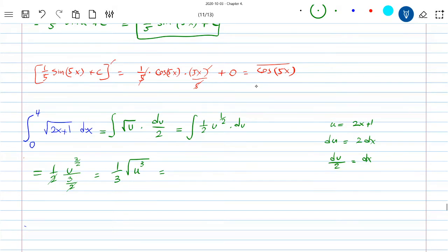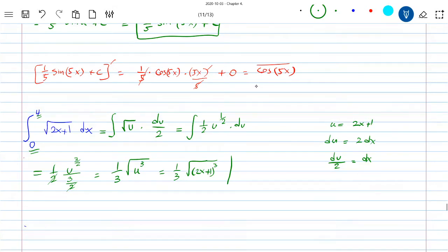And that is the same as 1/3 square root of u, where u was 2x plus 1, so I'm going to replace it with (2x plus 1) to the power 3. Now that we went back to x, I can evaluate at the boundaries, because these boundaries correspond to the variable x. They don't correspond to the variable u. That's why I didn't write any boundaries in these cases.